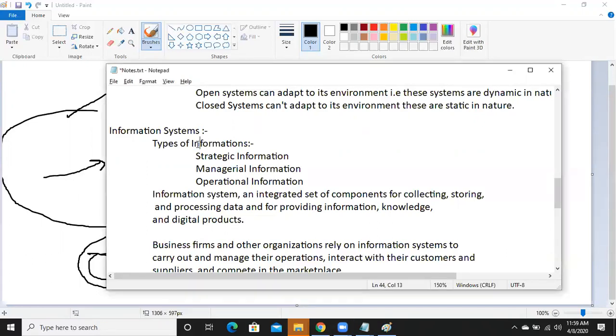Okay, so types of information. What is the meaning of information? Information is basically the raw data. For example, if I have a question like how many students are there in our class, and I give the simple answer, there are 5 students in our class, this 5 is basically the data. And what is the information?